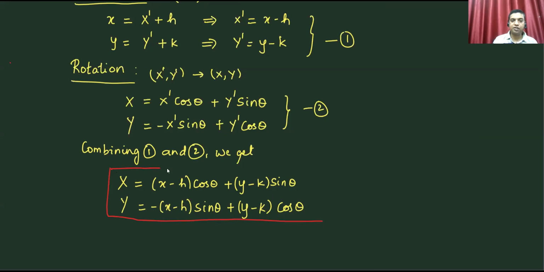This is the relation between the new coordinate axes and the old coordinates. I would recommend you just remember the first two. You don't have to remember this one. This you should do by the two-step method. That's all. By logic, you do the transformations in two steps.